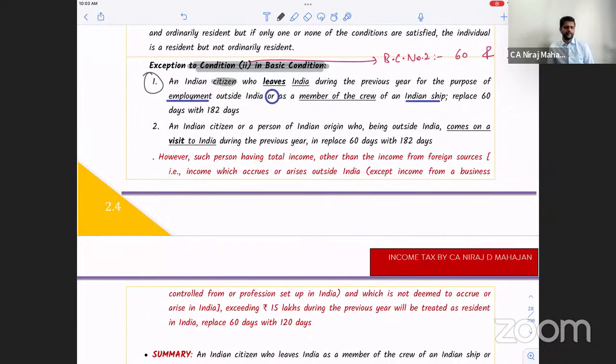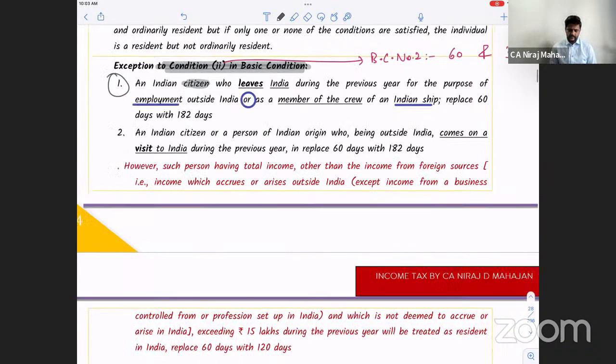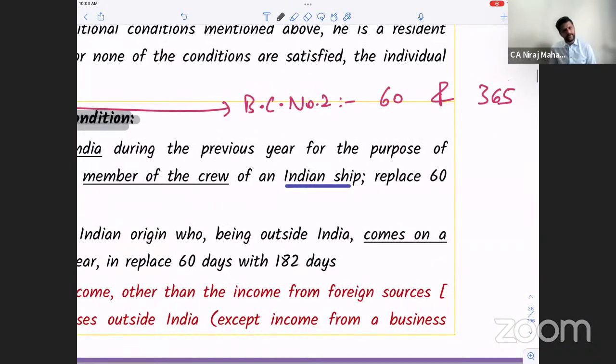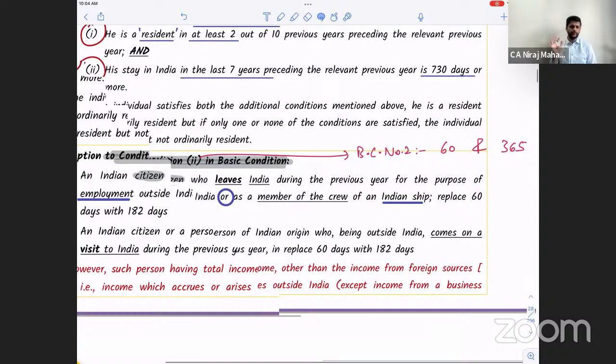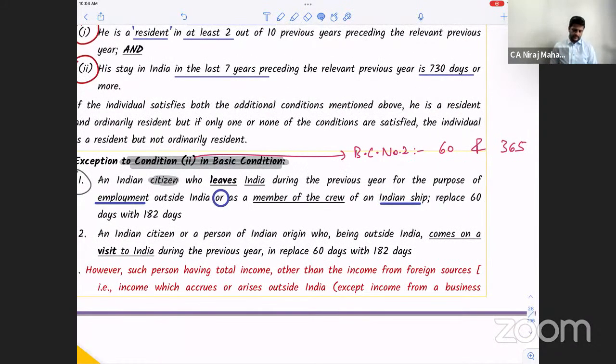I'm repeating, pay attention. What is basic condition number 2? It is 60 days, you should be in India in the current year, and 365 days in the last 4 years. This is my condition, basic condition number 2. Clear? Fine. So they say there is an exception.